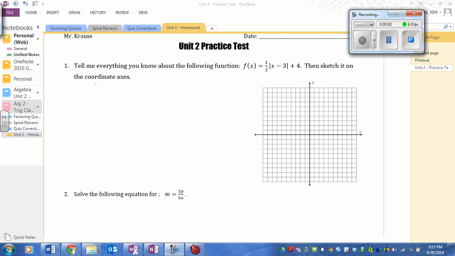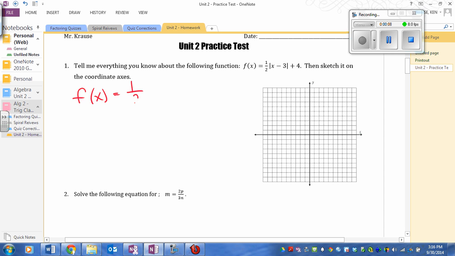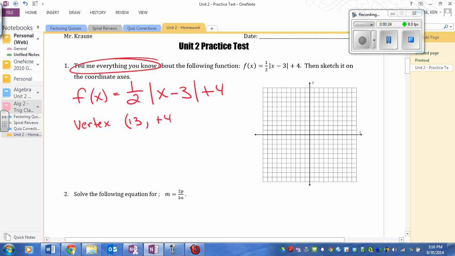Alright, here's the solution to this. So we're looking at the function f of x equals 1/2 absolute value of x minus 3 plus 4. So I said, tell me everything you know. Well, you know that the vertex is (3, 4). So positive 3, positive 4.